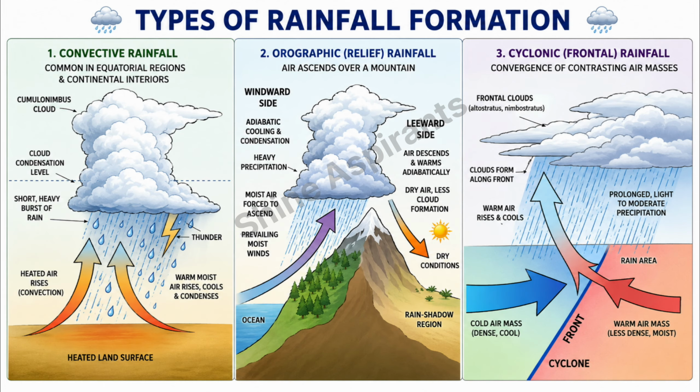Types of rainfall formation. Convectional rainfall, common in equatorial regions and continental interiors. Heated land surface, warm moist air rises, convection cooling and condensation. Cumulonimbus cloud, short, heavy burst of rain with thunder.